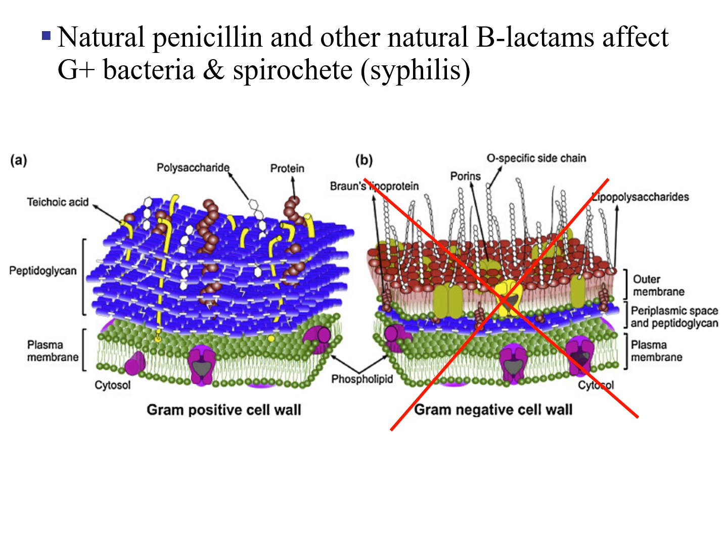Natural penicillin and other natural beta-lactams affect gram-positive bacteria and spirochetes, such as Treponema pallidum, the causative agent of syphilis. So notice they will affect gram-positives, the ones that have that very thick peptidoglycan wall, but they will not affect the one to the right that is called a gram-negative.